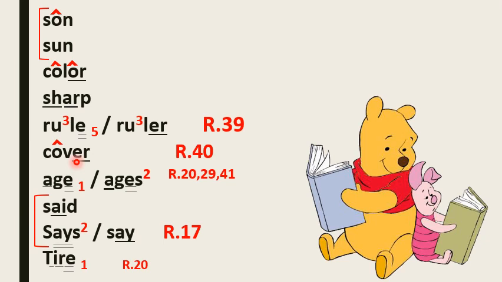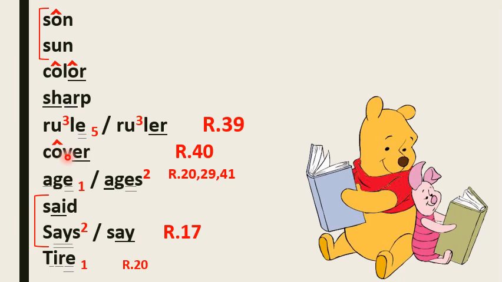Here you have Rule 40 this time. When a single consonant comes between two vowels, again, single consonant that comes between two vowels, like this one, okay?